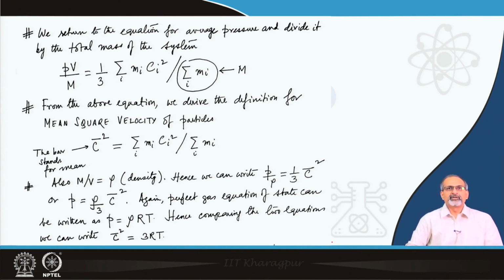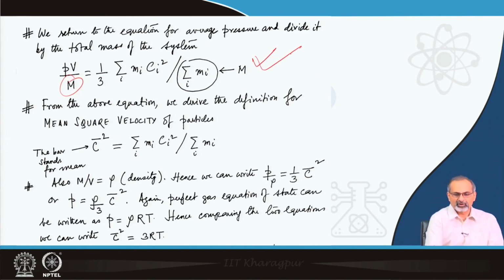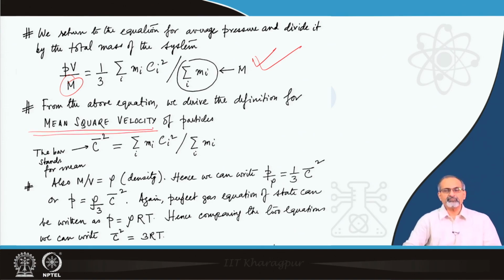And then if we return to the equation for average pressure and divide it by the total mass of the system, we end up getting a form like this. From the above equation, we derive the definition for mean square velocity of the particles. So, this is the nomenclature for the mean square velocity.